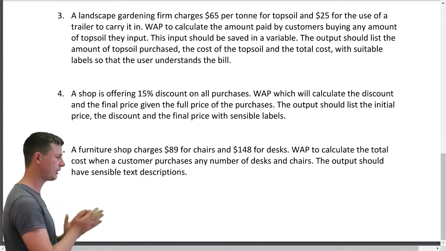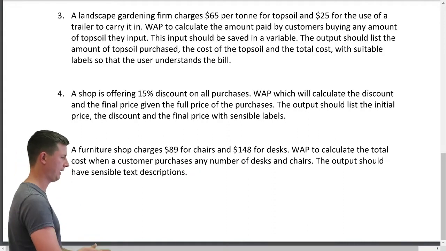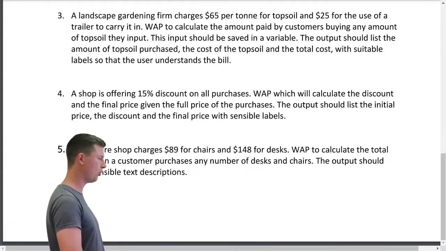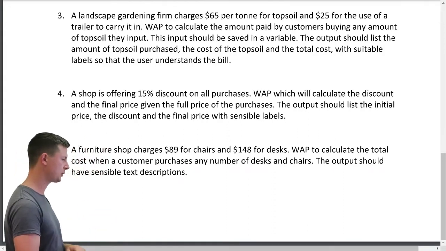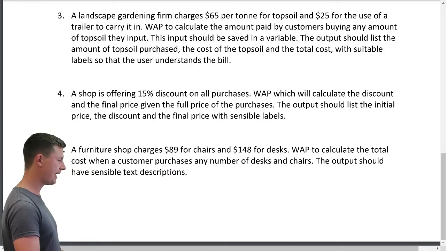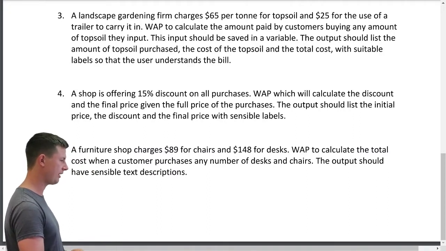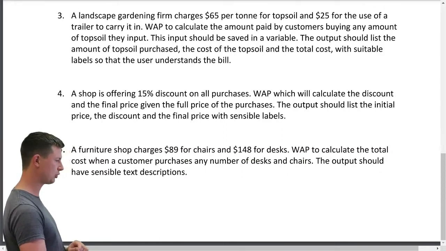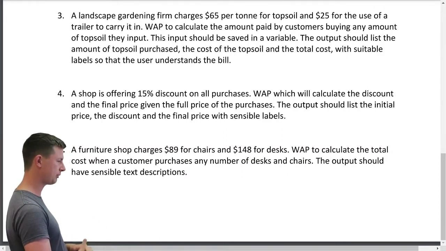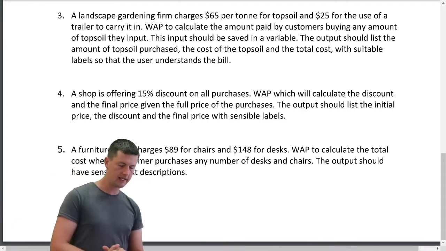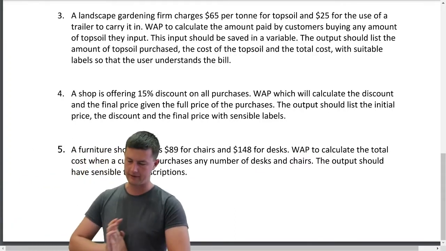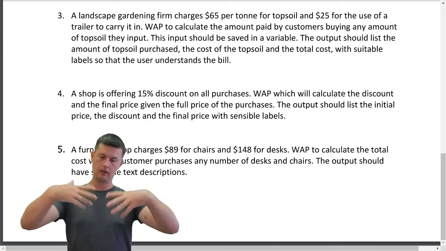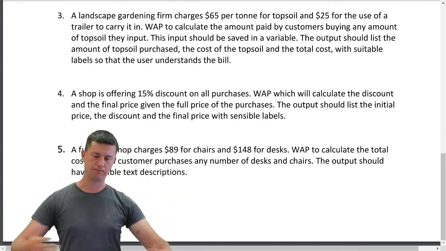Let's dive straight in. A shop is offering a 15% discount on all purchases. Write a program which will calculate the discount and the final price given the full price of the purchases. The output should list the initial price, the discount, and then the final price with sensible labels. Nothing terribly complicated there. You're going to give them the sum total of all the things that you've bought in the shop.